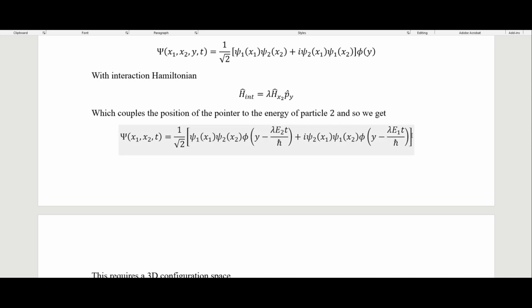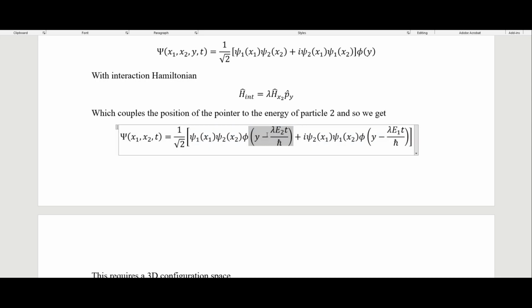And so we get this. We now have this phi right here, which is when the pointer is pointing at the value for energy 1. And this one here, where it's pointing at the value for energy 2. And remember, this is Bob's measurement. So we're looking at particle 2 right here.